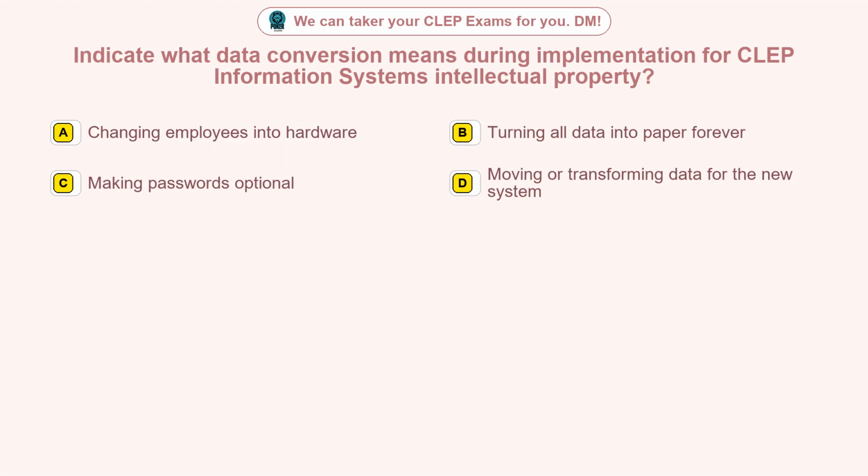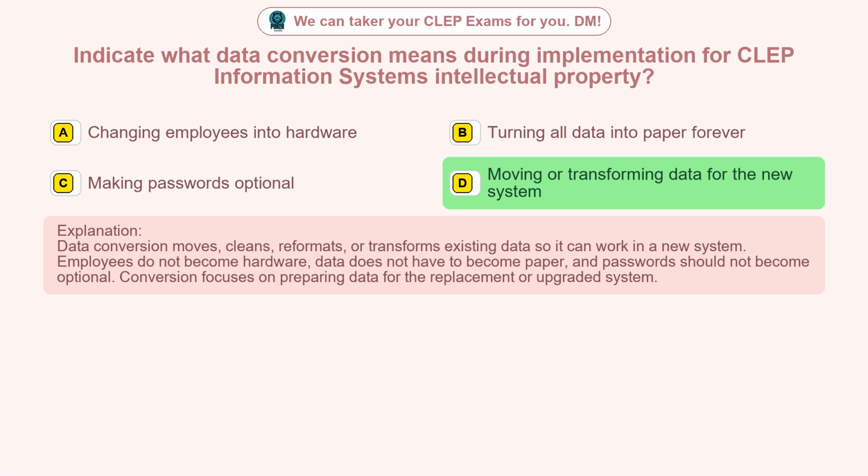Question 75. Indicate what data conversion means during implementation for CLEP Information Systems intellectual property. Option A. Changing employees into hardware. Option B. Turning all data into paper forever. Option C. Making passwords optional. Option D. Moving or transforming data for the new system. The correct answer is option D, moving or transforming data for the new system.